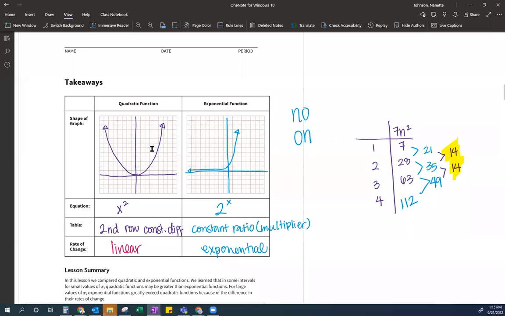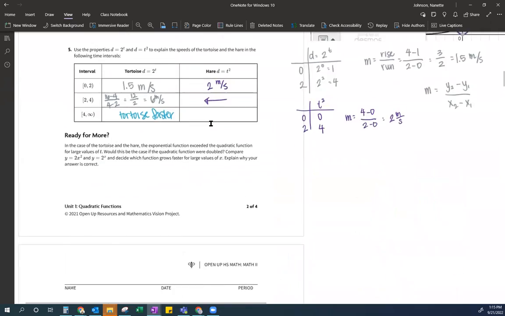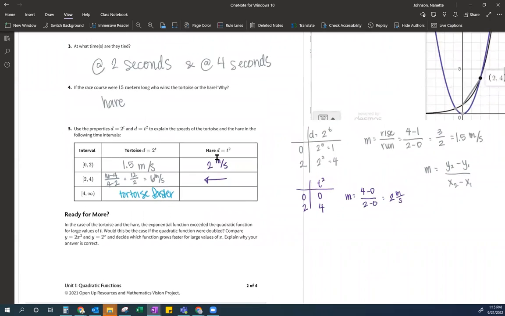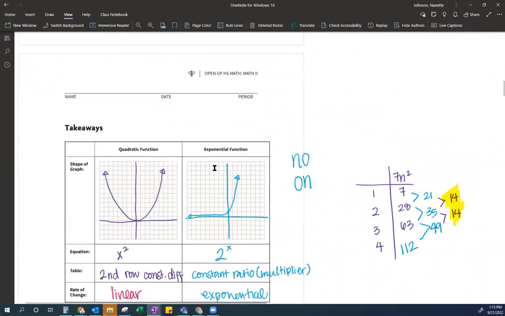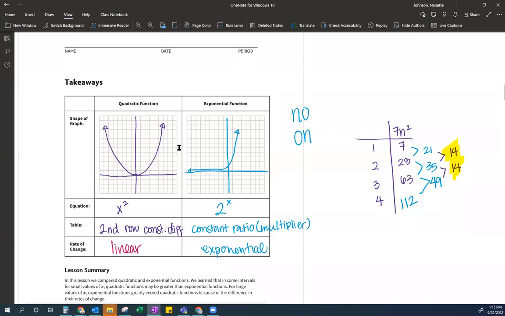What I really wanted you to get in your head for this whole lesson was this. Number one, these two graphs look way different. Number two, the equations, please don't say they look the same, because they don't. On and no. And then the last part is how the tables look. This is what a table looks like for this.